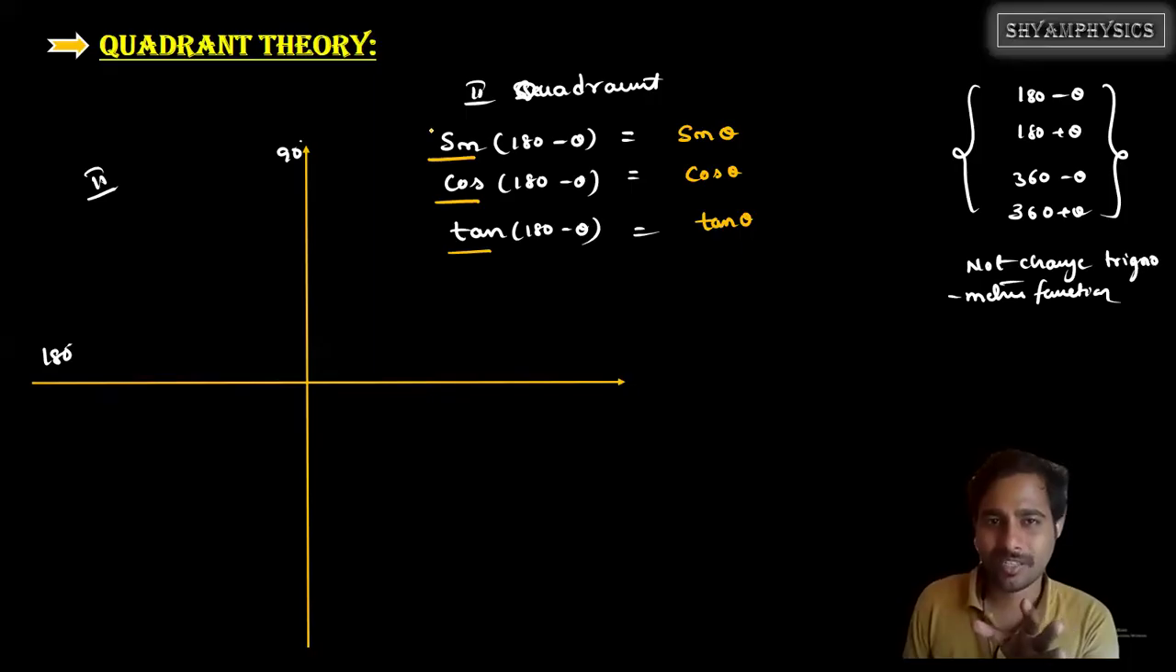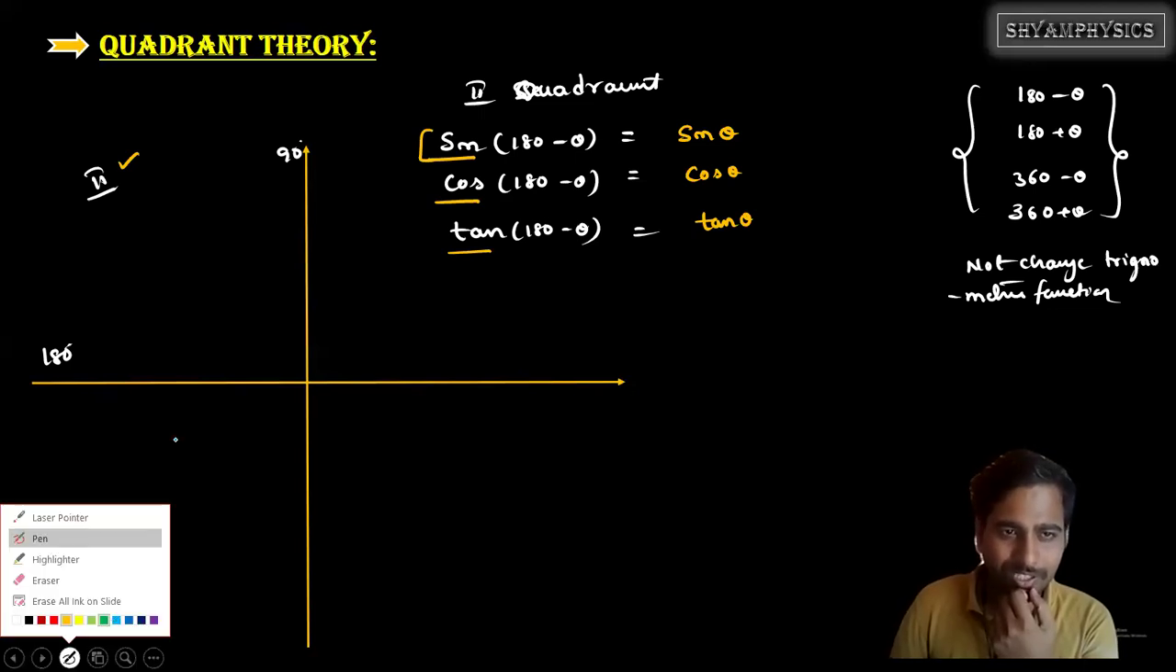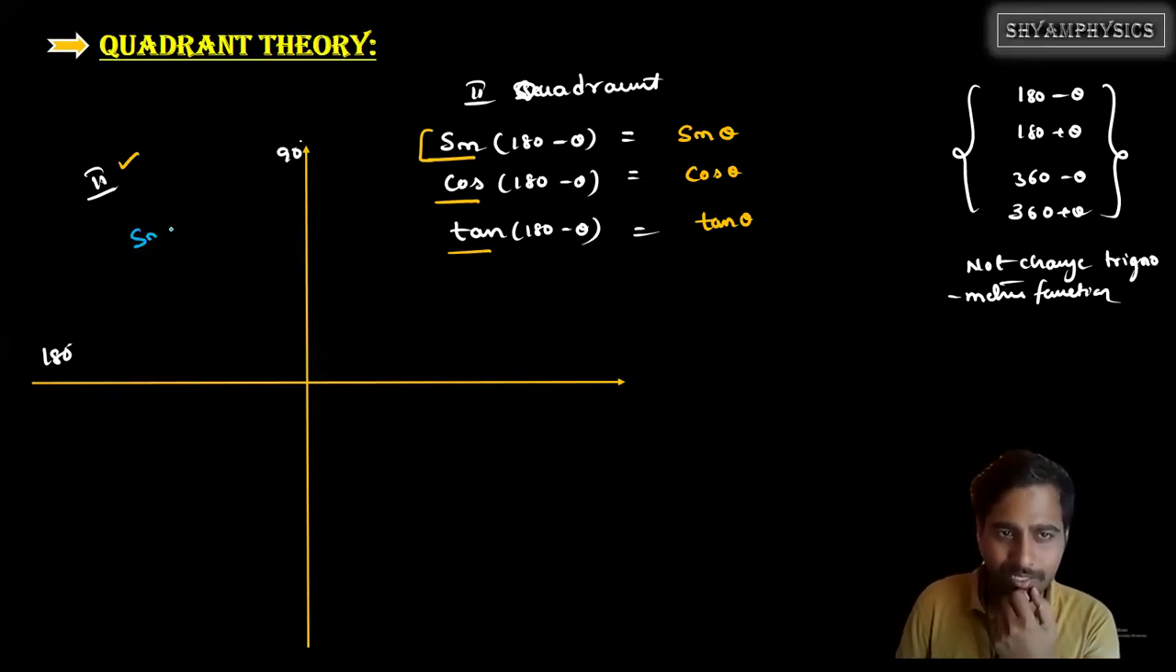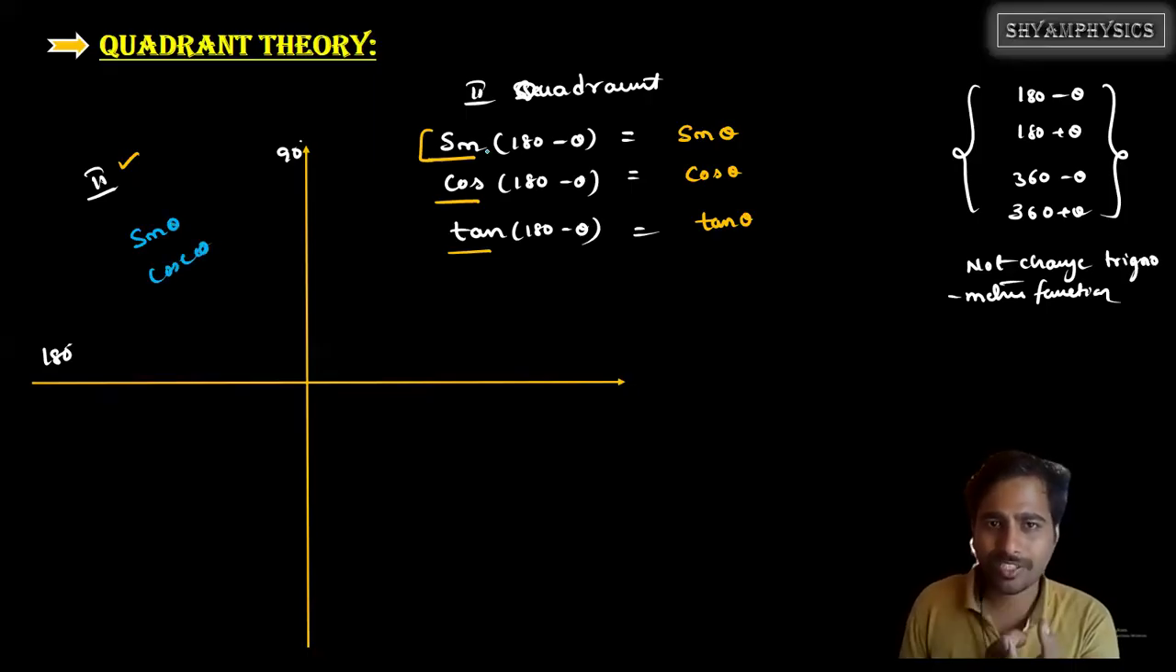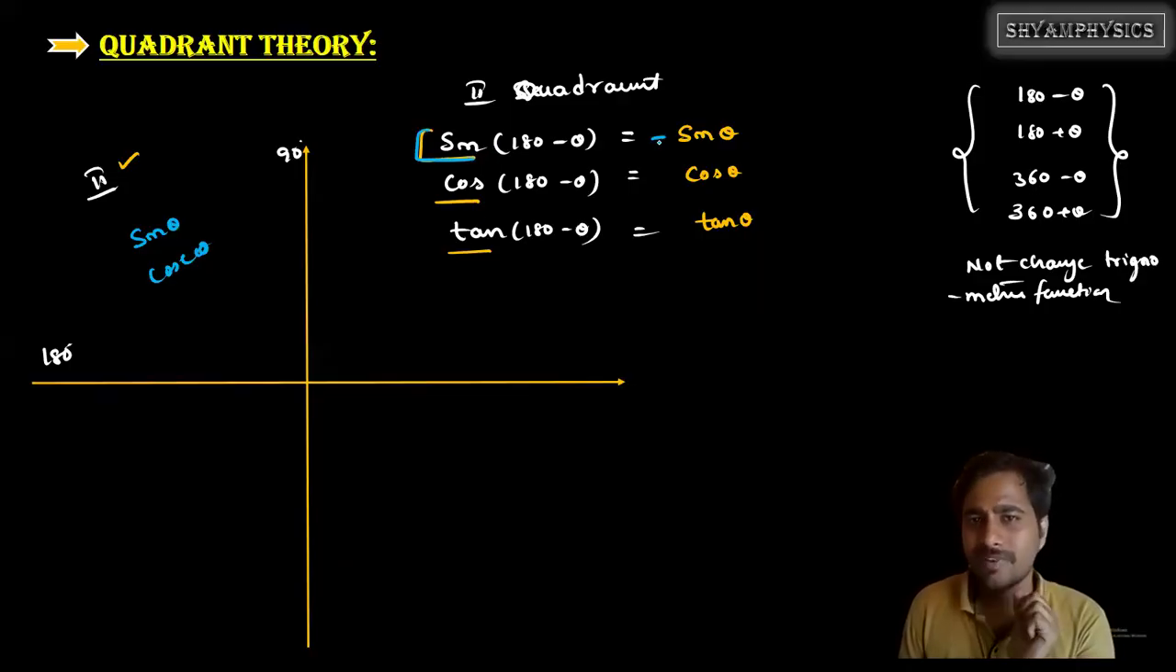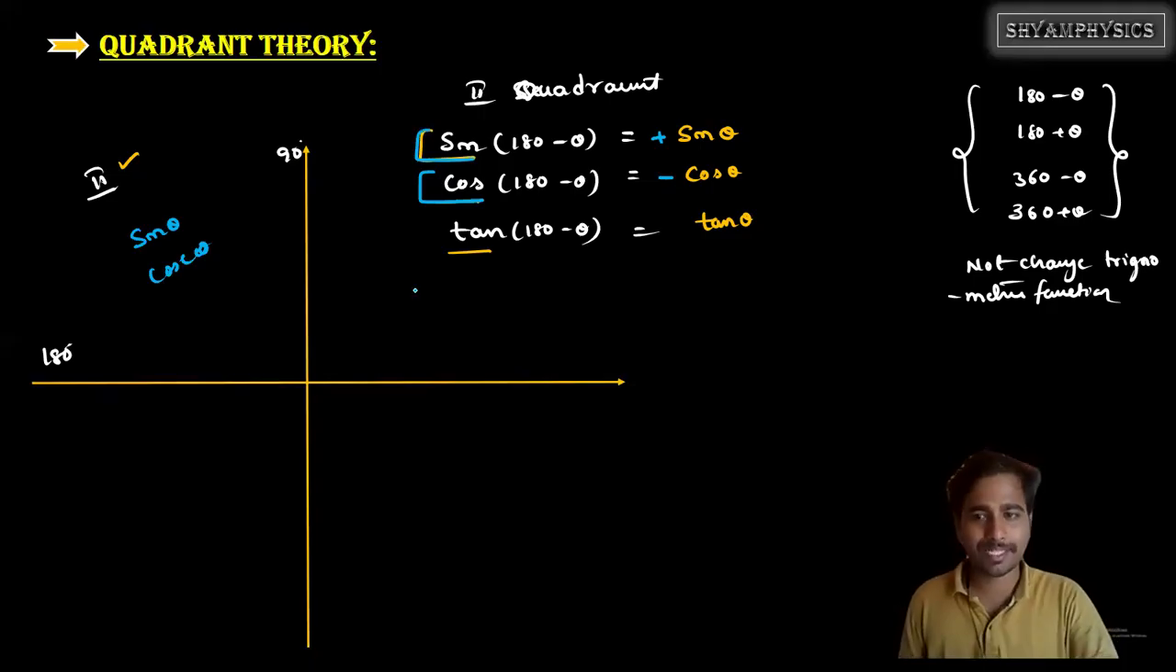Next, check the quadrant. Sine 180 minus theta belongs to the second quadrant. In the second quadrant, which trigonometric functions are positive? One is sine theta, another is cosecant theta. Sine is positive, so put this value positive. Coming to cos, cos 180 minus theta also belongs to the second quadrant. Is it positive or negative? Cos is not positive here, so the answer will be negative.